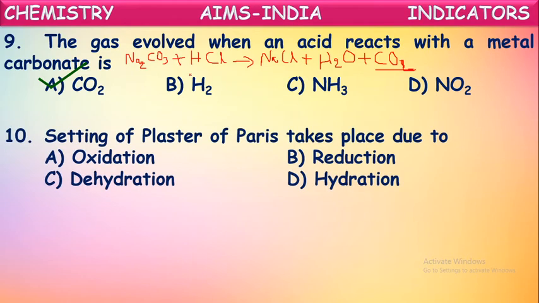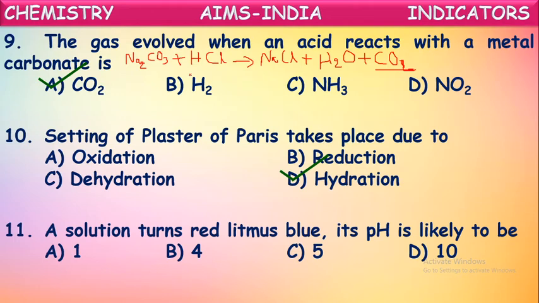Next one. Setting of plaster of Paris takes place due to. When we take this plaster of Paris and it is molded into different shapes, and after drying, it becomes hard on wetting. After few hours, it becomes hard. That is called setting. This is because of the hydration of this plaster of Paris and converts into gypsum. We know the number of water molecules in plaster of Paris is half, and when it is hydrated, it takes more water molecules and converts into gypsum, and it becomes harder. So here the setting of plaster of Paris is because of the hydration.